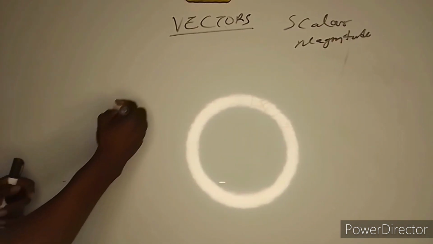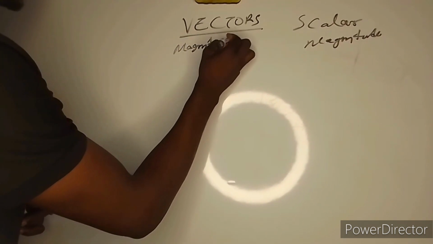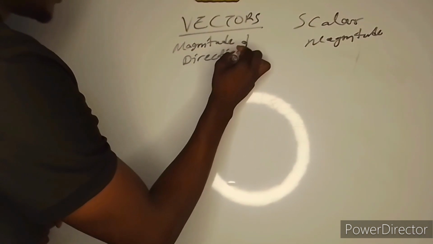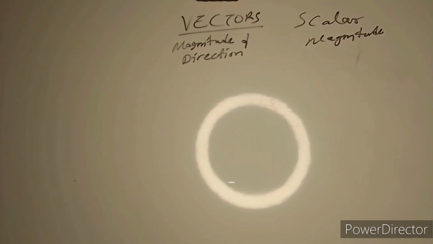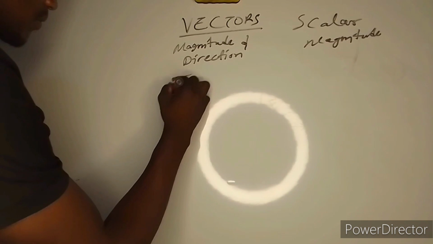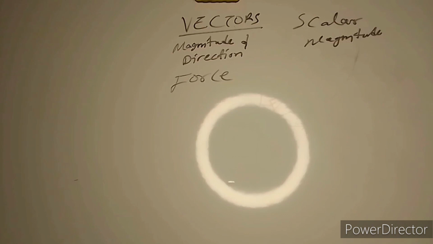Now, apart from that, when it comes to vectors, we are dealing with those which have both magnitude and direction. In this case, we are going to give examples of vectors and examples of scalars. When we talk about vectors, remember we said they have both direction and magnitude. So the first example you can give is force. Force has both magnitude and direction.